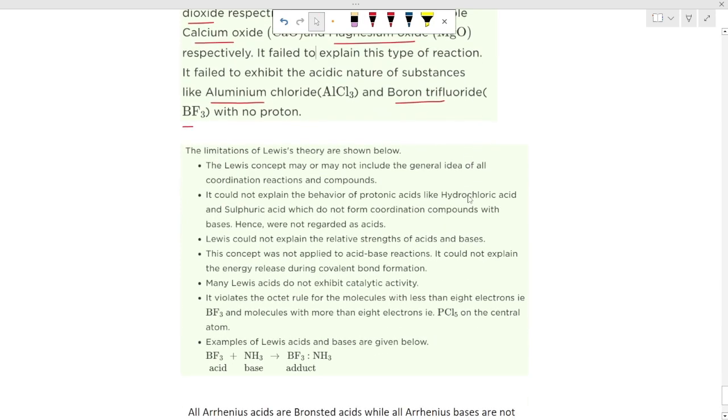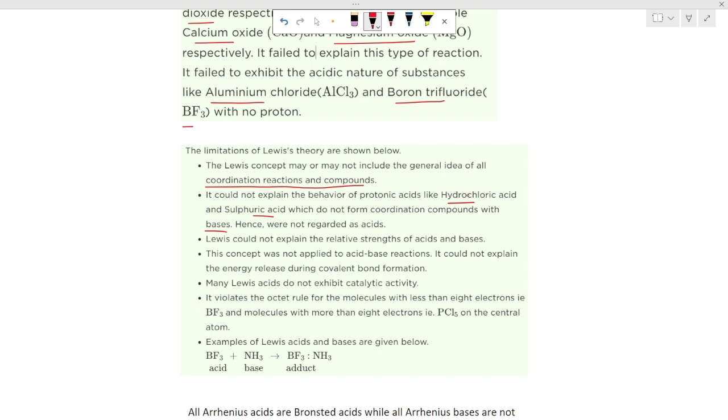Now let's see some of the limitations of the Lewis theory. The Lewis concept may or may not include the general idea of all coordination reactions. We have seen that in a Lewis acid and Lewis base there is formation of a coordinate bond, but not always is a coordinate bond formed between acids and bases. So it was not able to explain the behavior of protonic acids like HCl and sulfuric acid, which do not form coordination compounds with the bases. They are not forming coordination, but they are acids. So this concept could not explain how HCl and sulfuric acid act as acids.